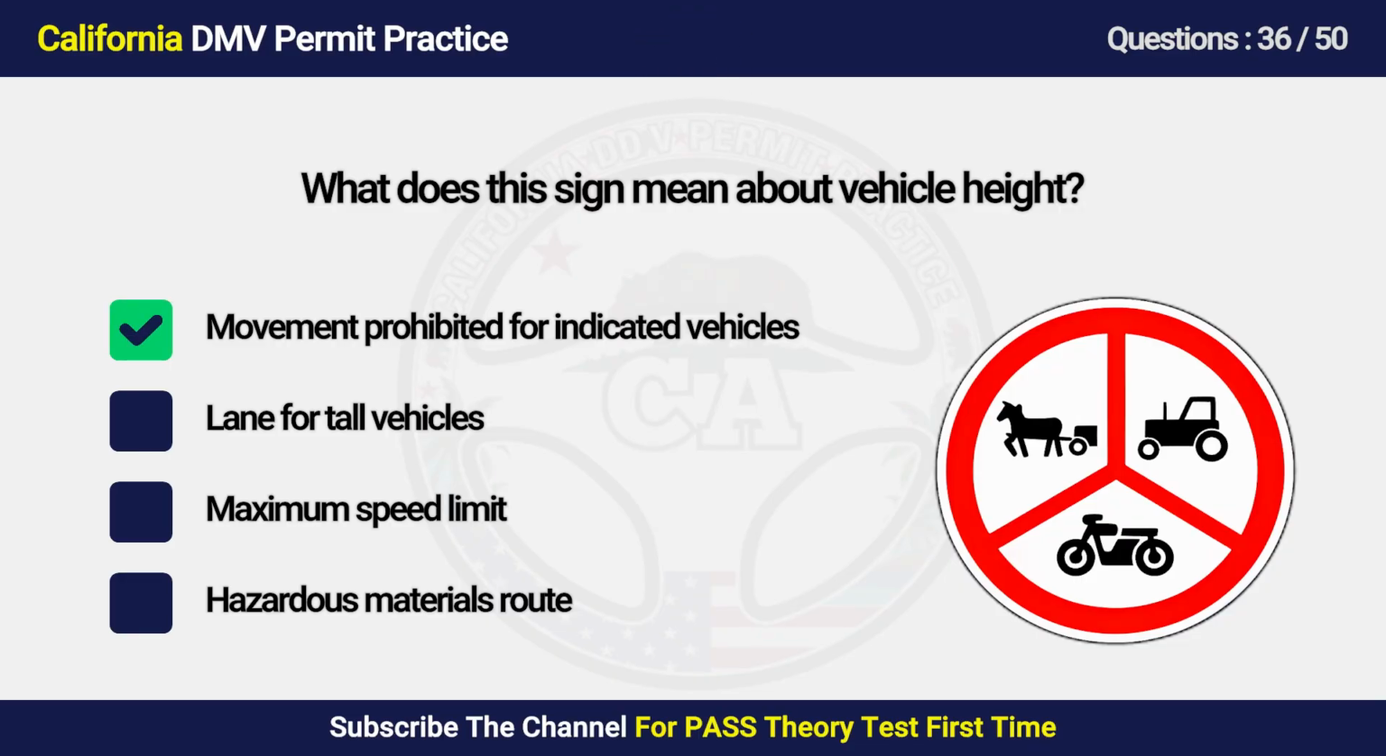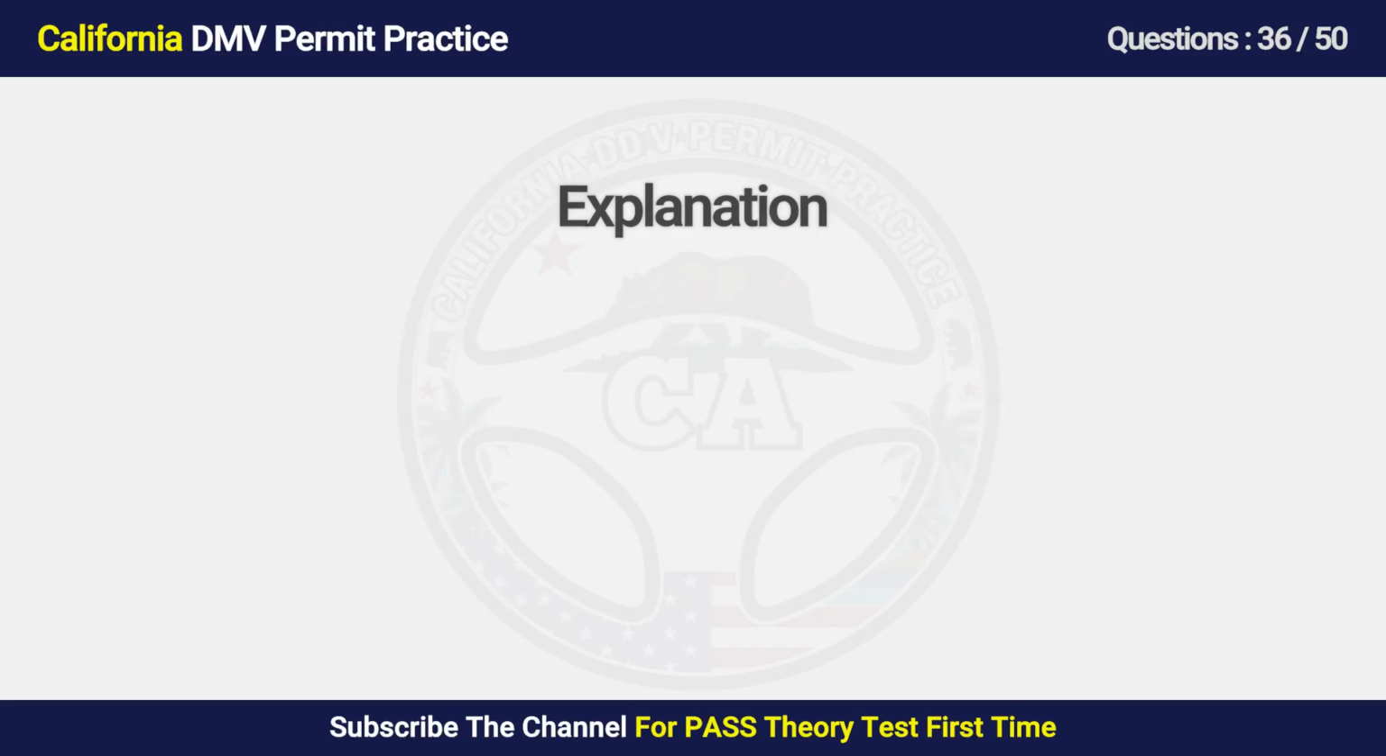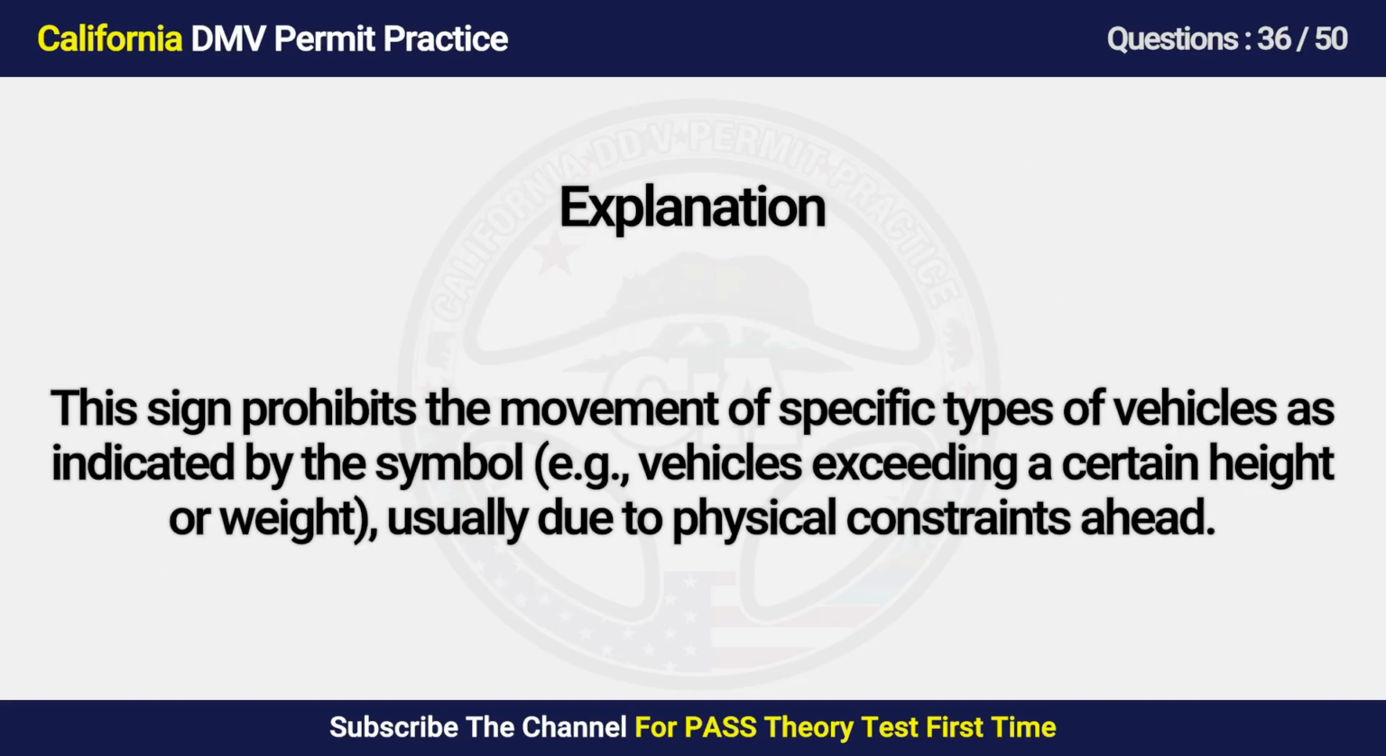Answer is A. Movement prohibited for vehicles. This sign prohibits the movement of specific types of vehicles, as indicated by the symbol, for example vehicles exceeding a certain height or weight, usually due to physical constraints ahead.